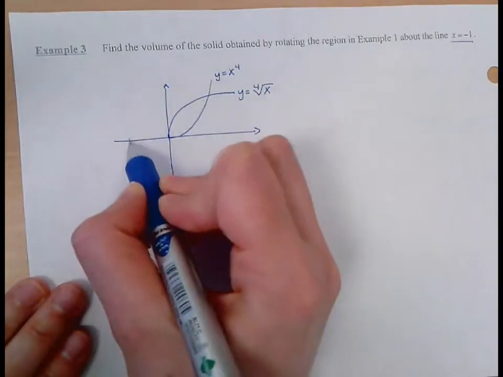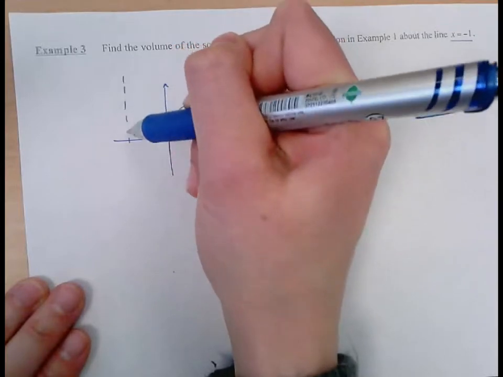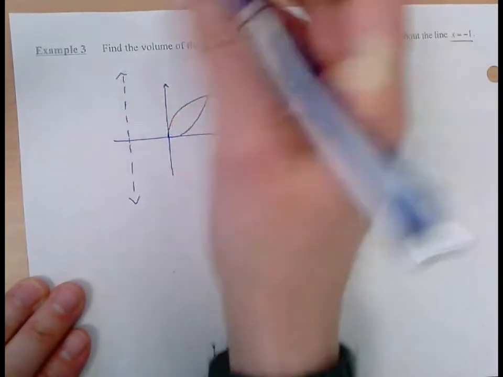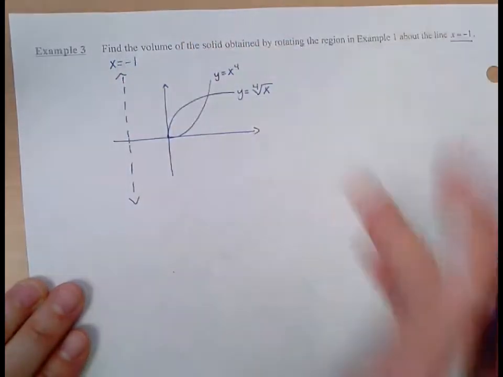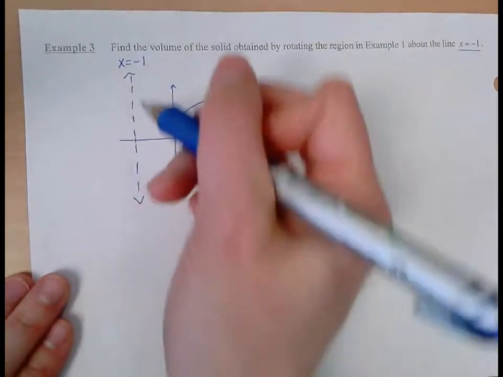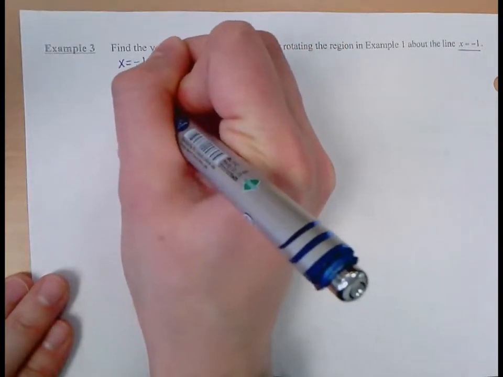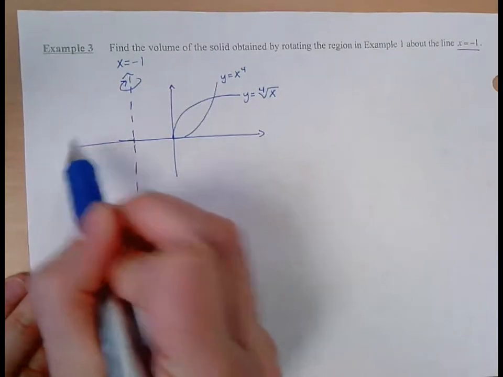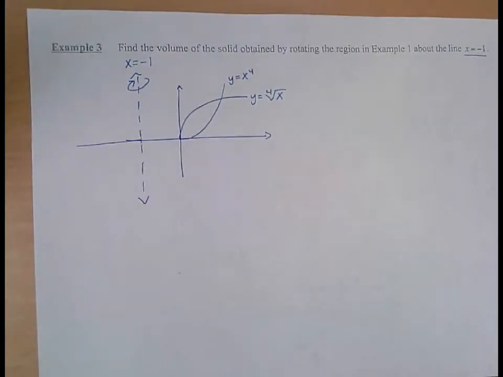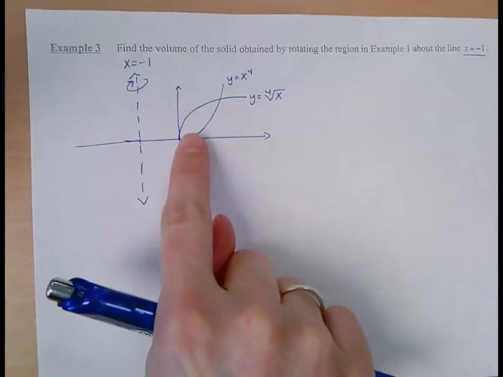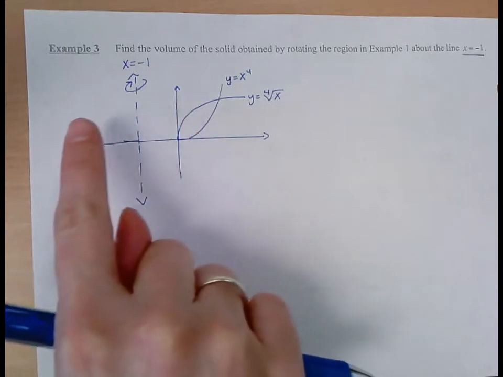And, yep, this would be x equals -1. And we are rotating around that line. So I'm going to show you how to set this up without actually drawing it out. I can draw it later if you want to see it drawn out. To draw it out, it would be reflected over here.